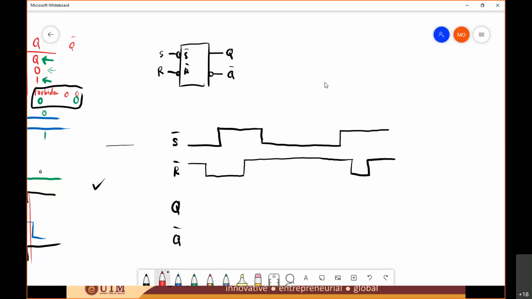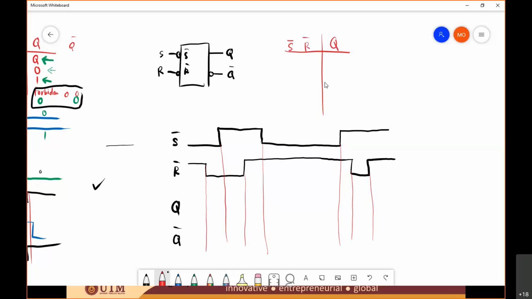Macam saya katakan tadi, lukiskan dulu straight line setiap kali kamu nampak edges. And then obtain your truth table. So S bar, R bar, and this is your Q. Bila kosong kosong, so this is forbidden. Dia akan jadi 1, 1. So this is your Q bar.